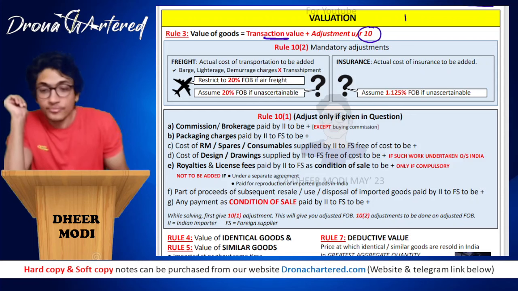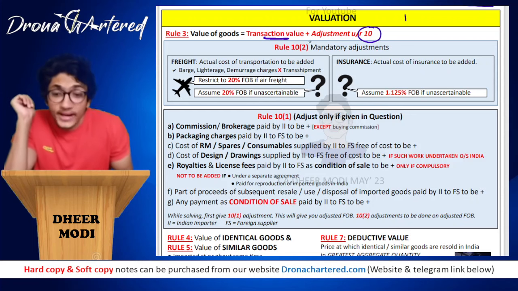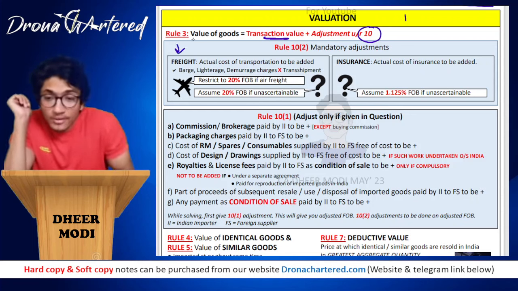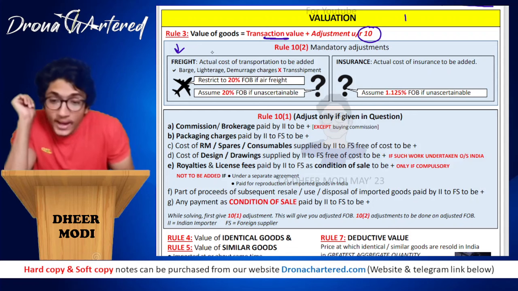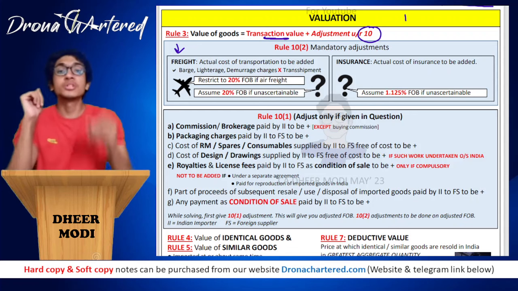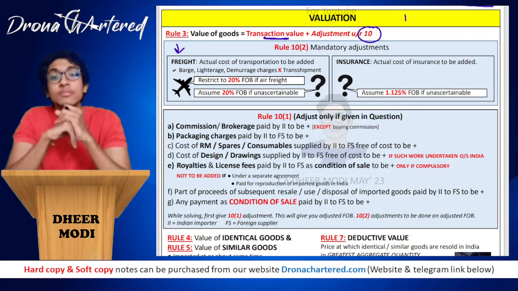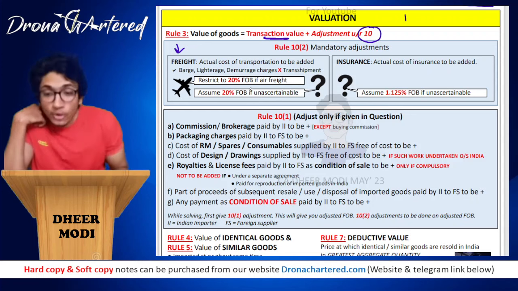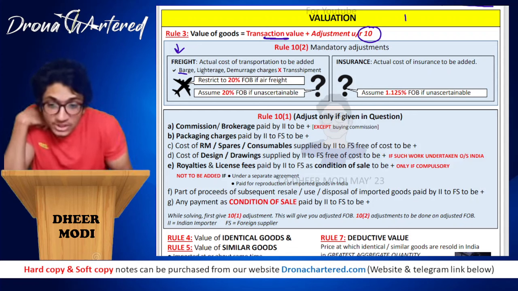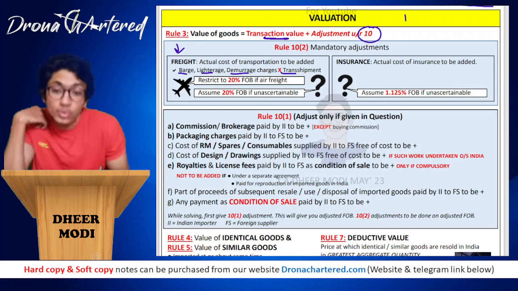So 10(2) is first of all freight. So you have to add the actual cost of transportation. Actual cost of transportation has to be added. It also includes your barge, lighterage, demurrage charges, but does not include transshipment.